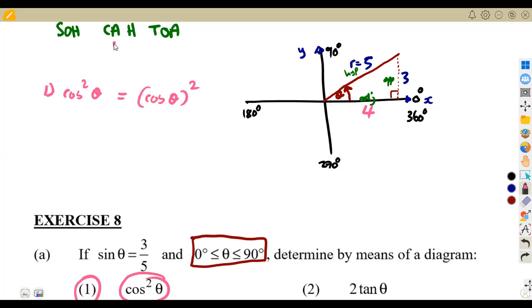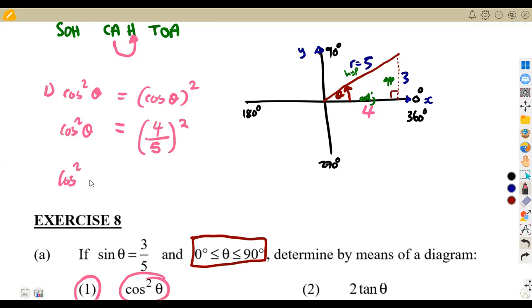And I know that the value of cos theta is obtained from adjacent over the hypotenuse. So I'm going to simply substitute. That means the value of cos squared theta is going to be the adjacent over the hypotenuse. But for your answer, you must be able to square it. According to our formula, the adjacent, which is 4 in this case, over the hypotenuse, which is 5 in this case, so we are going to have 4 over 5, everything to the exponent of 2.